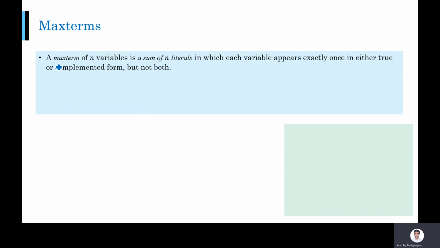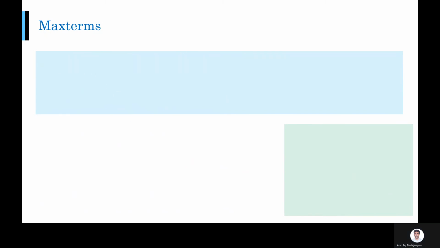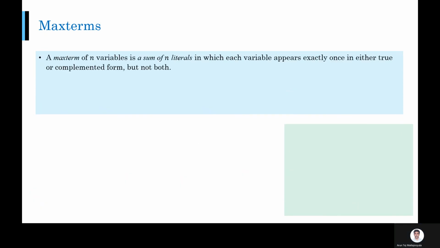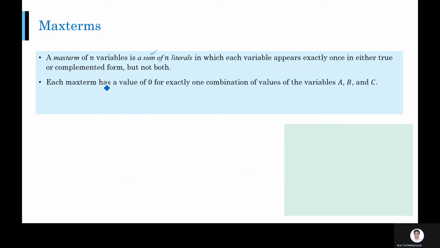We can now look at max terms. Minterms are what? Minterms are the products of variables, right? Products of n literals. So max terms are just the sum of these literals. So a max term of n variables is a sum of n literals in which each variable appears exactly once in either true or complemented form, but not both. Same definition, but instead of product, you have sum. Each max term has a value of 0 for exactly one combination of values of the variables a, b, c, and so on.